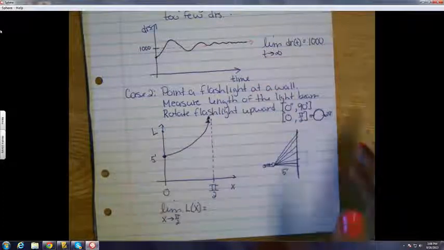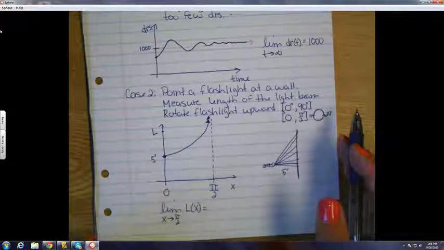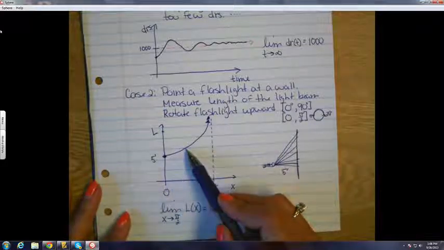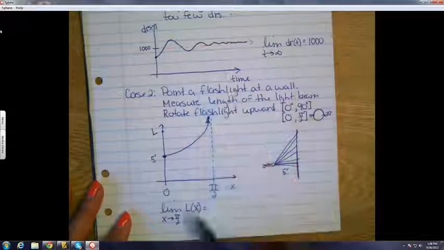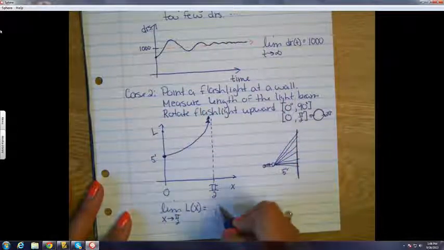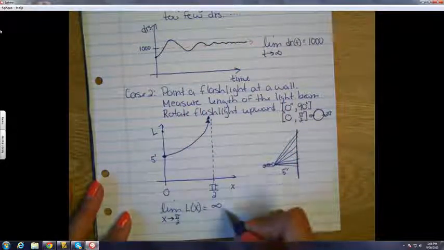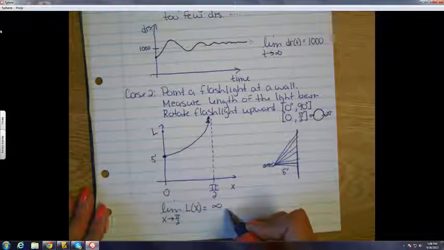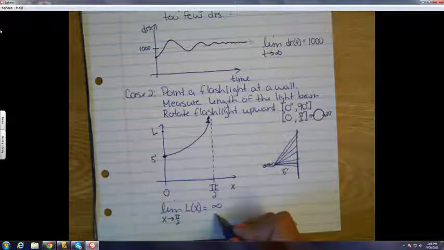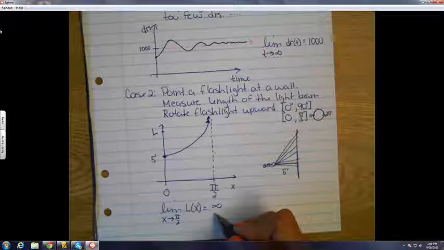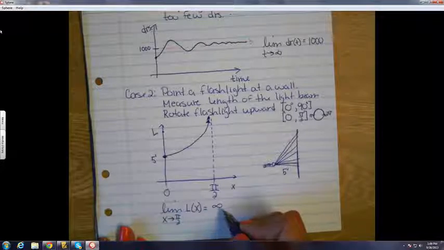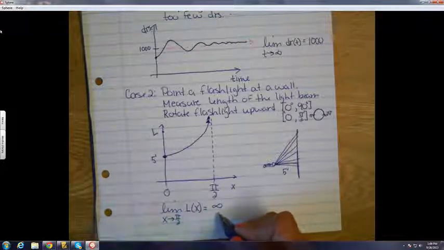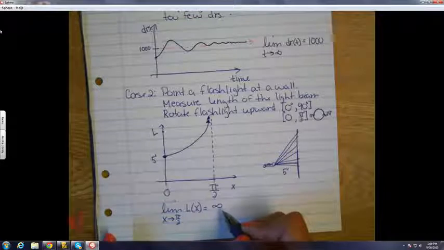And you're still correct. But what mathematicians do is we know what's going on here. This beam of light is going to be infinite in length. So they say that the limit is infinity. And the reason they do that is it describes what's happening. When you say the limit is infinity, you know the graph is going off up into infinity. So at this point, we're not going to say no limit anymore. We're going to say that the limit is infinity.